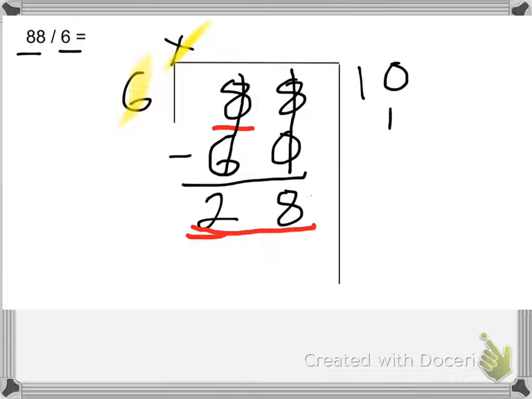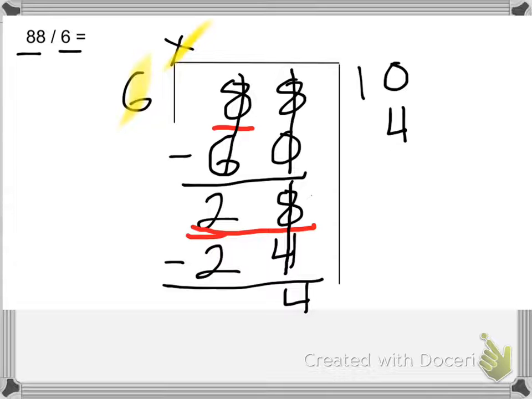Okay, so I'm going to put a 4 on the right-hand side of my fishhook. Now 6 times 4 equals 24, and that's going to go under my underline. Now I'm going to subtract 8 minus 4 equals 4, and then 2 minus 2 equals 0. I'm just going to let that be.